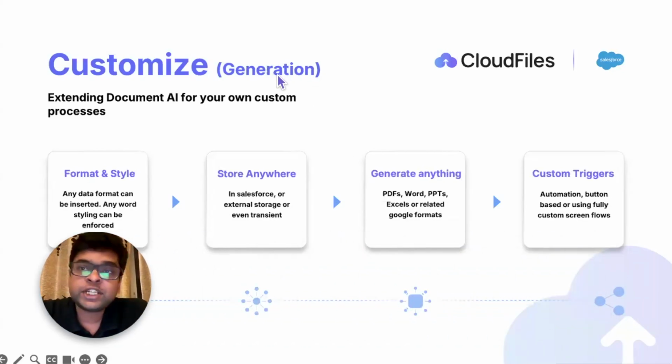Now coming to the generation piece, so we saw a very basic form of generation where we created a little table and a one-page PDF. However, again, our document generation is not really limited to that. You can have any format of the document, so it supports Excels, PPTs, any format for that matter. We are also soon releasing support for Google format, so you can have Google Docs and Google Slides generated from your Salesforce. You can also have any styling.